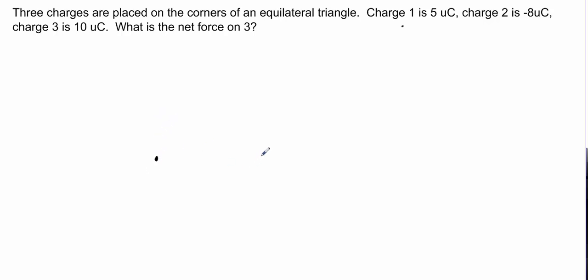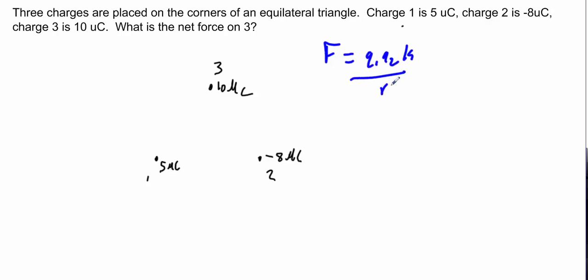Doesn't really matter what order you put these in, but I'm going to go 1, 2, 3. So charge 1 is 5 microcoulombs, charge 2 is negative 8 microcoulombs, and then this one is 10 microcoulombs. Now what you have to pay attention to is Coulomb's law, F equals Q1 Q2 k over r squared, does not tell you the direction of a force. It tells you the magnitude of a force. You've got to use your free body diagram to determine the directions.